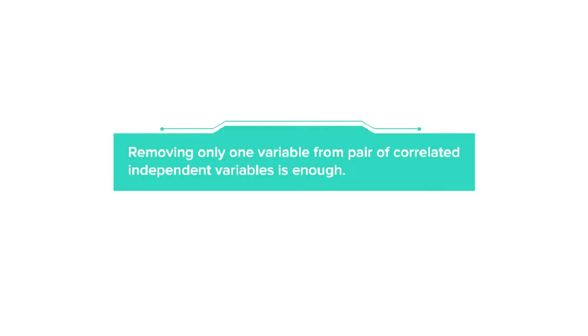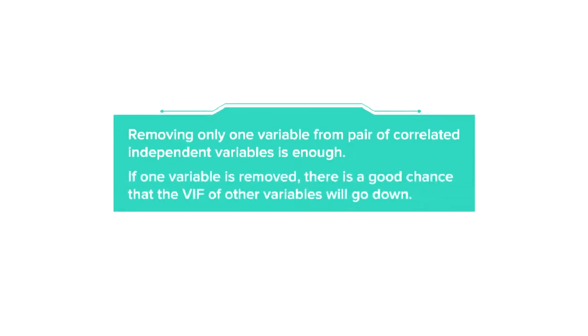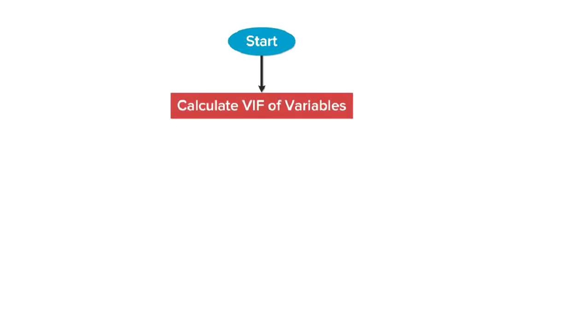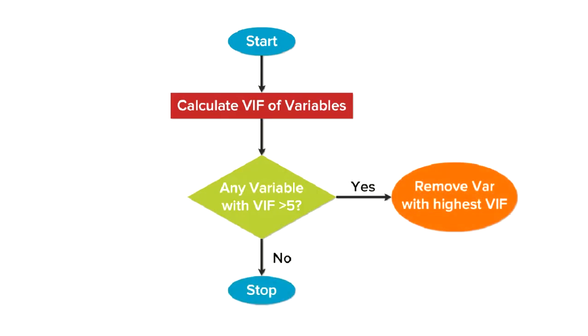If you remember, removing only one variable from a pair of correlated independent variables was enough. Considering this fact, if we remove one variable, there is a good chance that the VIF of other variables will go down. So, to remove multicollinearity while removing as few variables as possible, we need to follow an iterative process where we calculate the VIF of all the variables and then eliminate the one with the highest VIF value, and then again calculate the VIF of all the remaining input variables and eliminate the highest VIF value, and repeat this process until there is no input variable left whose VIF value is above 5.